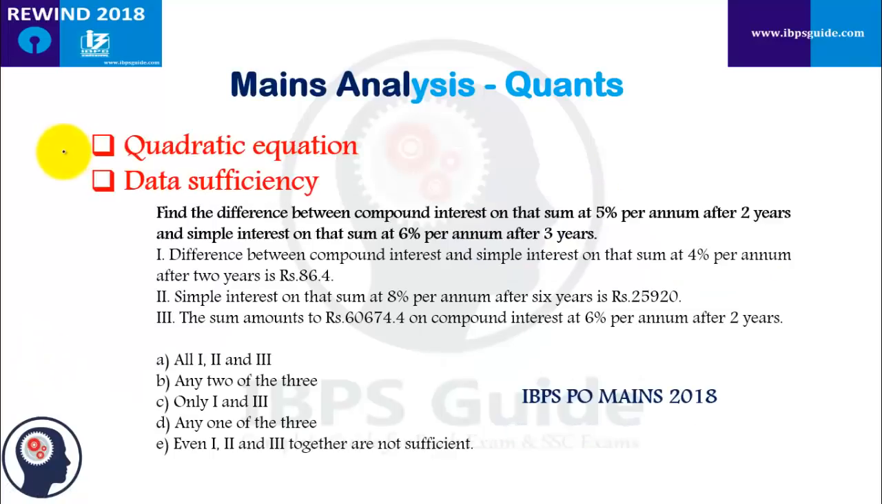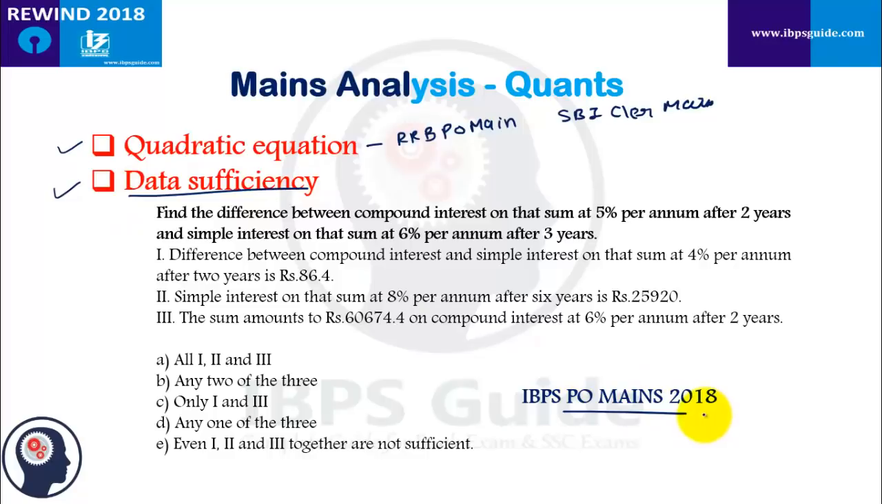Okay, now come toward the analysis of these two topics, that is quadratic equation and data sufficiency. Okay, quadratic equation and data sufficiency. The question from quadratic equation is only asked in RRB PO mains as well as SBI clerk mains. But the question from data sufficiency is asked in IBPS PO mains 2018. See, the way IBPS increased the level of data sufficiency in mains is by giving 3 statements. You have to solve this question according to these 3 statements and arrive toward the answer.